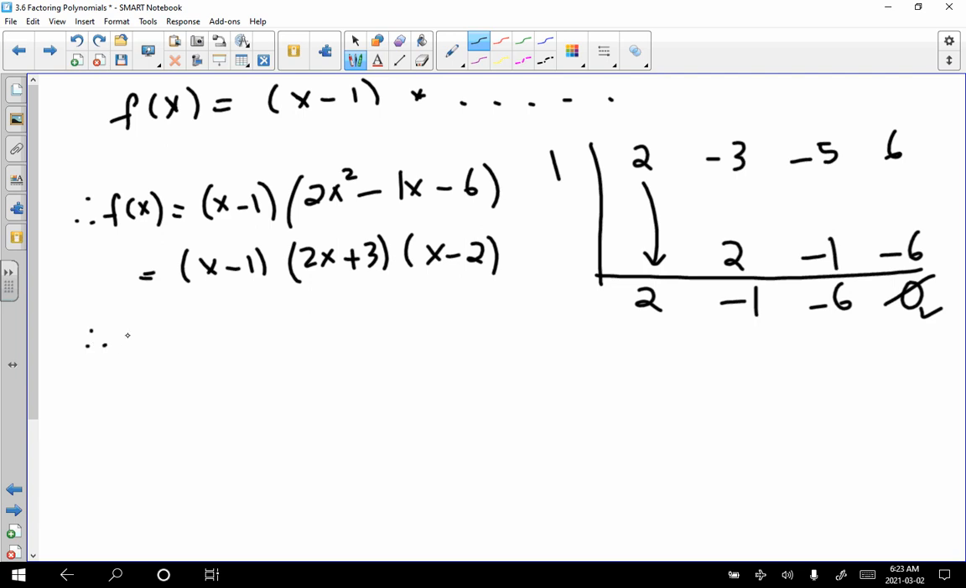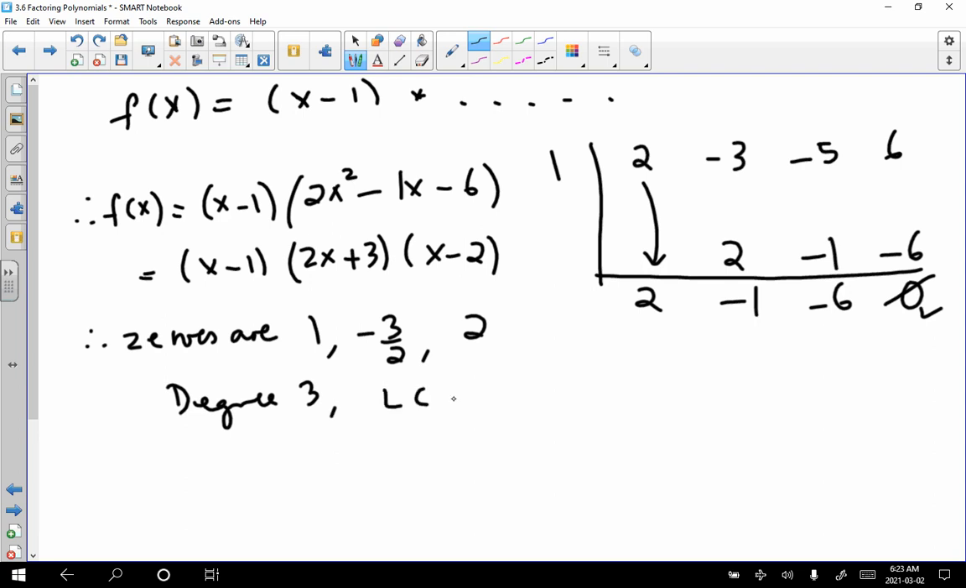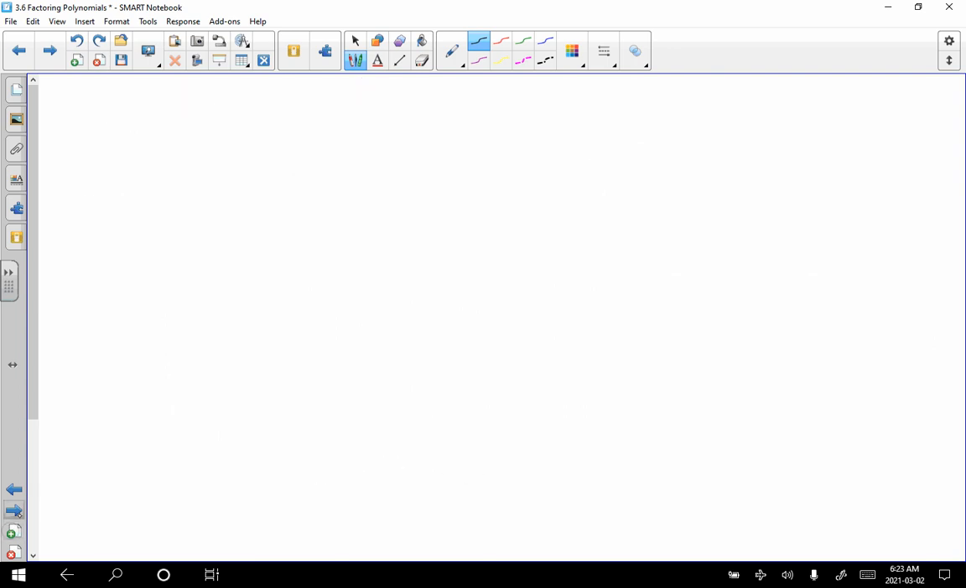And so therefore, the zeros are 1, and then if you set this to 0, you get -3/2. And if you set this to 0, you get +2, right? And it's degree 3. Its leading coefficient is positive, so it's going to go from Q3 to Q1, just like our y equals x line. Okay, so let's draw a grid to graph this.